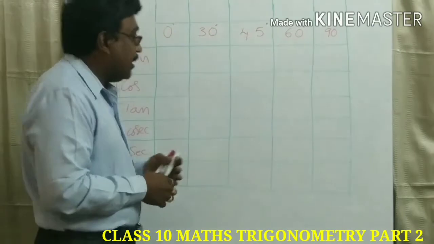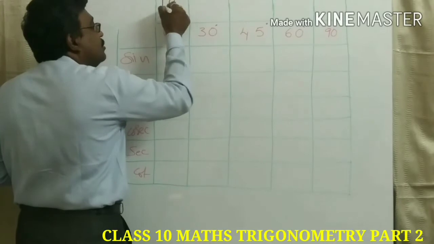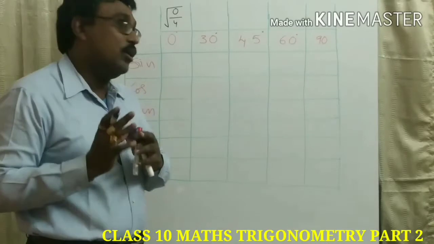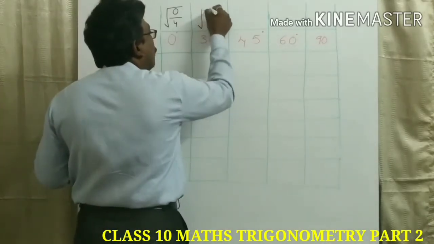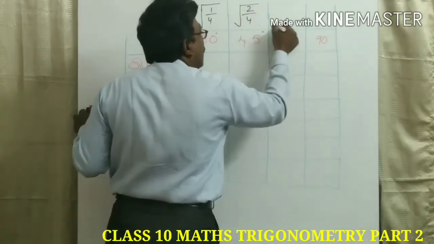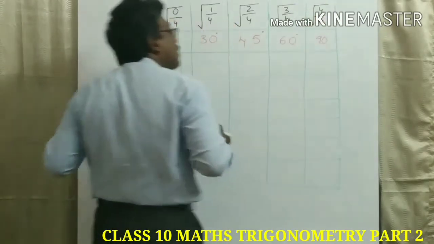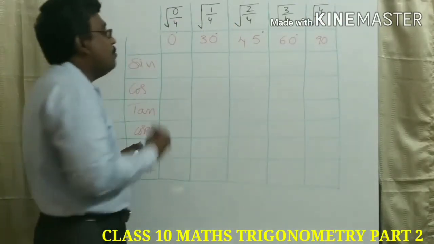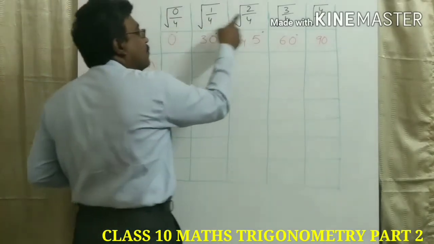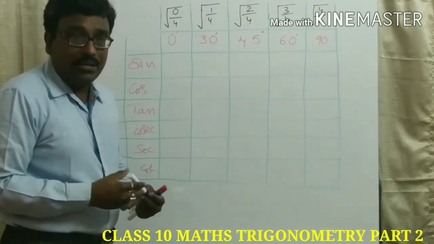Now, the trick is, for 0 degrees I'll take 0 by 4. I won't tell you how this came. It's just a trick. Follow it. The second one is root of 1 by 4. The next one is 2 by 4. The next is 3 by 4. And the last one is 4 by 4. It's just my assumption. If you have any other model, you can use it. So 0 by 4, 1 by 4, 2 by 4, 3 by 4, 4 by 4. Now I am writing the values.